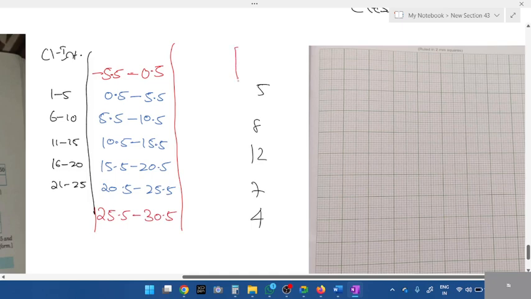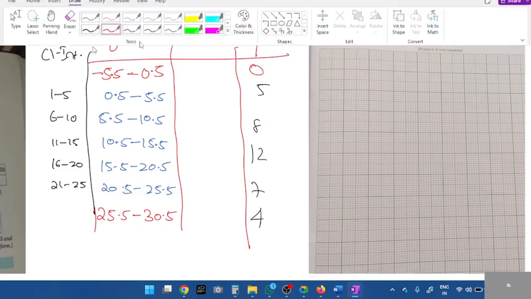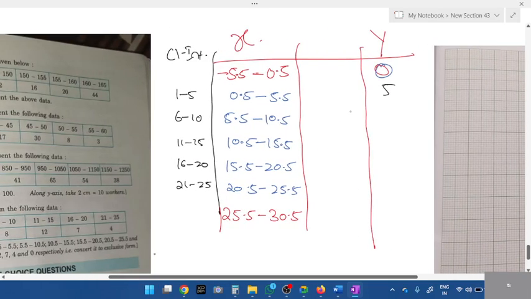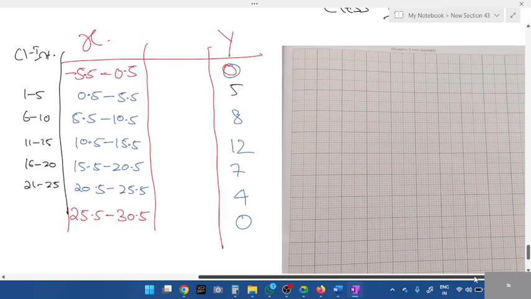That's it. This is x-axis. Sorry, x value. This is y value. 0, 5, 8, 12, 7, 14, 8. So the first value is what we assume. Take it 0. 5. Next 8, 12, 7, 4. The last value also we assume, take it as 0. Understood, all of you?